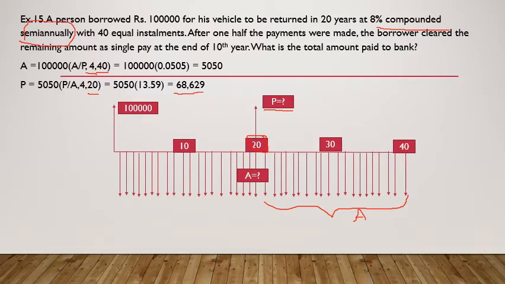If I had continued to pay it as installments, I should have paid 5050 for 20 more installments, or 10 more years. Instead of that, I am paying that at a discounted rate of 68,629 rupees. I am paying it early.